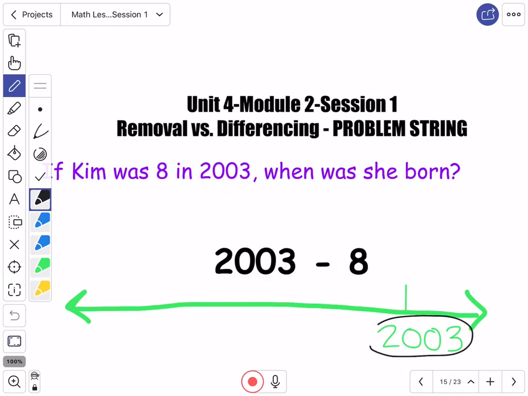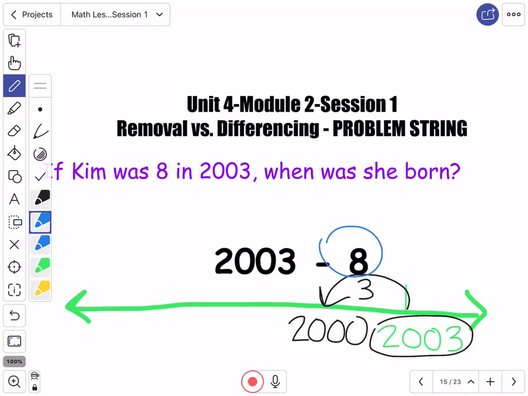But I'm at 2003 already, and I know that if I just go backwards 3 spaces, I'm at 2000, right? Now, if I think in my head how many more spaces I need to go back, I need to go back 5 more spaces. And from 2000, it's pretty easy to do that, right? So if I go back 5 more spaces, 1995. Okay, so I'm thinking that she was born in 1995. So I'm going to switch over to the next slide. I apologize for my children in the background.